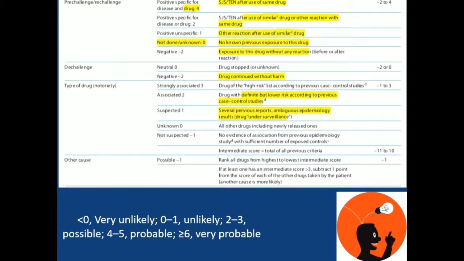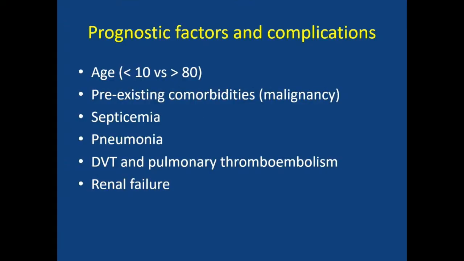Then again, you can do a challenge or de-challenge test after the acute rash has subsided. It can be done in erythema multiforme and in fixed drug eruption, but it is generally not indicated in the SJS-TEN spectrum because it is life-threatening and you just don't want to induce a rash again. So you add these scores, and a drug which has a score of more than 6 is likely to have precipitated the drug rash.